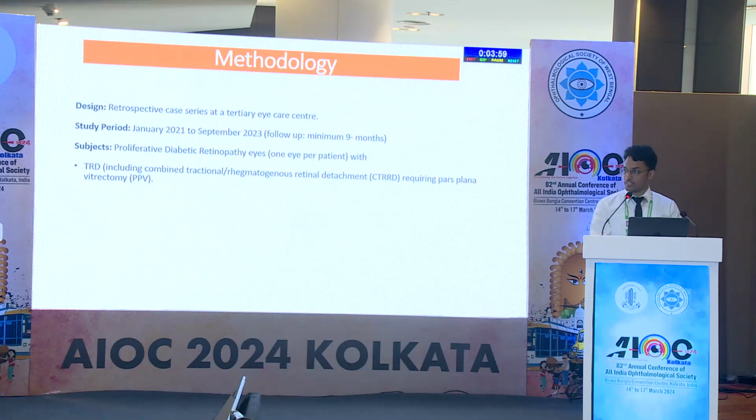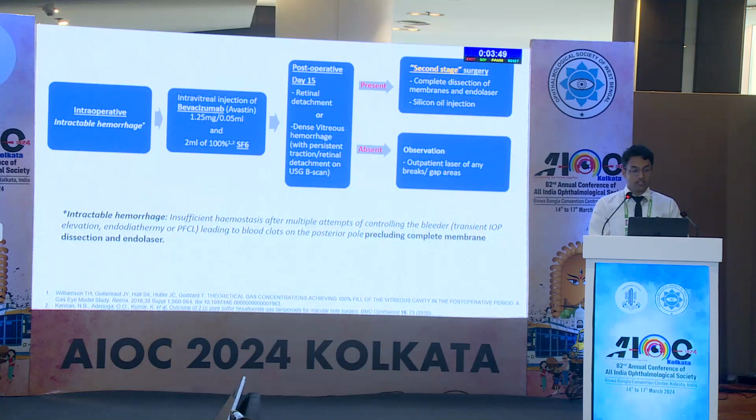Single surgeon cases were taken with an experience of more than 20 years, and eyes with traction retinal detachment, including combined mechanism detachment, were included. So all the eyes which had intractable hemorrhage on table, that is an insufficient hemostasis after multiple attempts of controlling the bleeder, that is by increasing IOP, using endodiathermy or use of PFCL, which led to blood clots on the posterior pole and they precluded complete membrane dissection and endolaser. These eyes were closed under 1.25 milligram of 0.05 ml bevacizumab and 2 ml of 100% SF6.